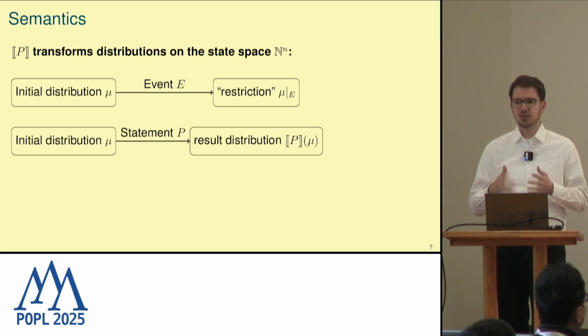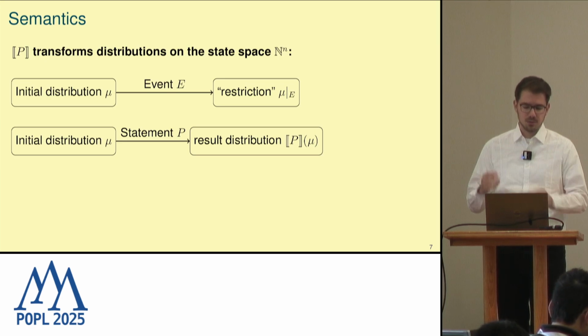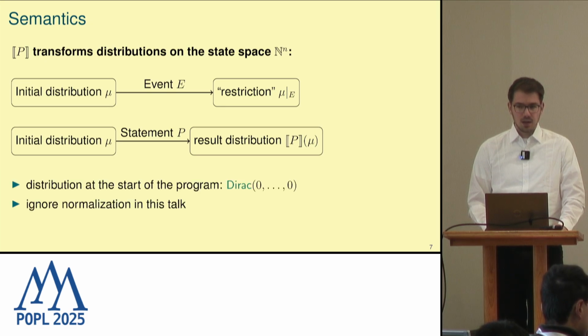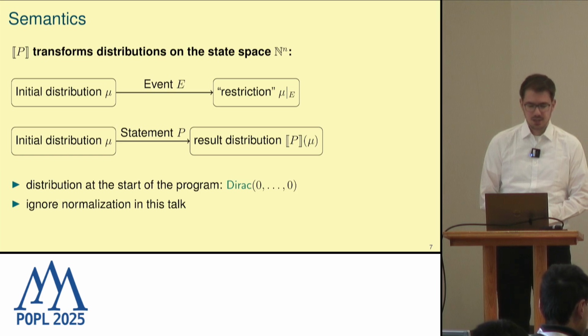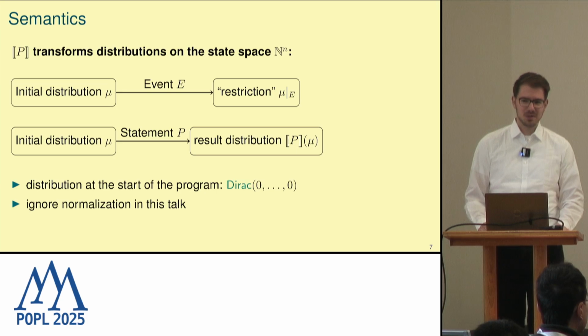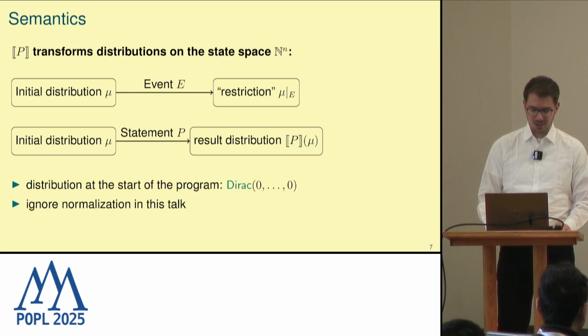Like if the statement is incrementing a variable, then the states would be transformed this way, and we would get a result distribution. We usually assume that at the start, all variables are 0. And if you know probabilistic programming well, you've probably noticed that I haven't talked about normalization, but it turns out that it doesn't cause a lot of problems, so we'll ignore it in this talk.